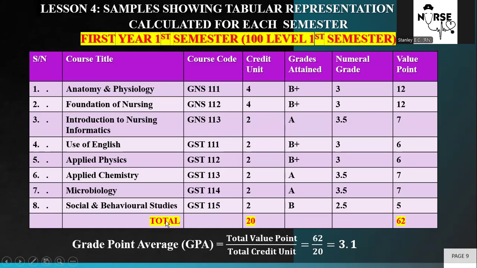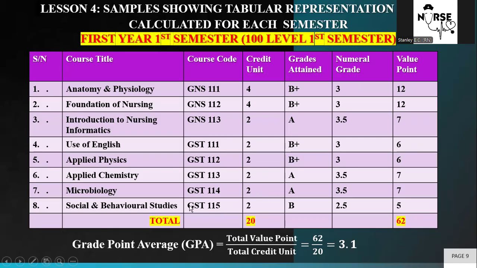At the end of the day, you must total your credit units for that semester. The credit unit for the first semester, as you can see here, is 20. The summation, when you add everything together, is 20. Then you move to the column of value points. Add all the value points together, you will get 62. Do you get that? So the sum total of the value points, 12 plus 12 plus 7 plus 6 plus 6 plus 7 plus 7 plus 5, will give you 62. Come to the credit unit: 4 plus 4 plus 2 plus 2 plus 2 plus 2 plus 2 plus 2 will give you 20.